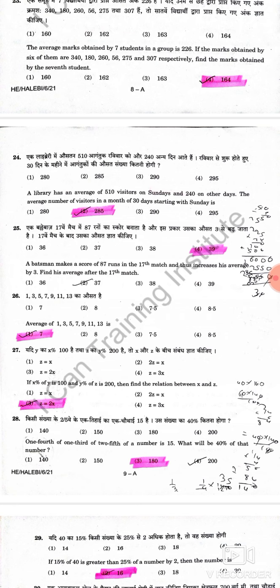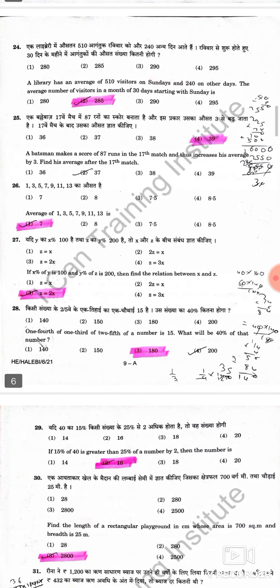A batsman makes a score of 87 runs in the 17th match and thus increases his average by 3. Find his average after the 17th match, and the answer is option number 4. Question number 26.